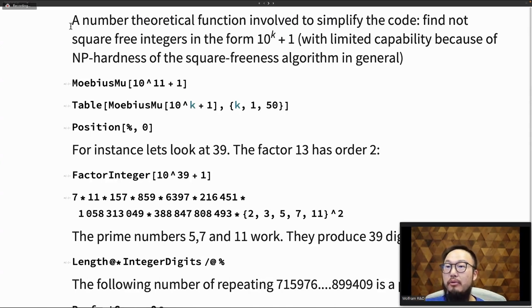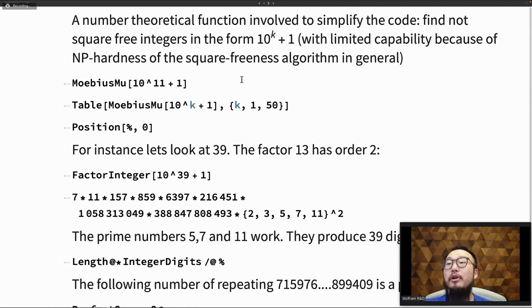It's a number theoretic function called the Mobius mu. I'm not going to explain too much here, but it's very widely used in analytic number theory. It basically tests the square-freeness of a number. For example, 12 will result in 0 because 12 is 2 times 2 times 3, so you have a power of 2 and it won't give you anything non-trivial. But 15 is non-trivial: 15 is 3 times 5, and it gives you 1.